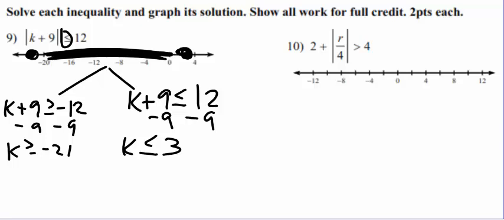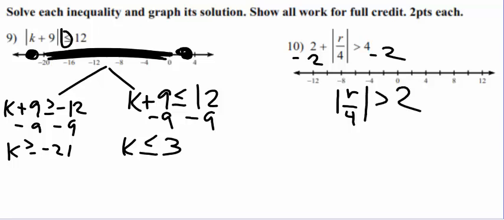Next problem, you got to get the absolute value by itself. So I'm going to subtract 2 from both sides first. And now I've got r over 4 is greater than 2. So now I can split it apart into my two inequalities. So I'm going to keep one exactly the same. R over 4 is greater than 2. And then this one, r over 4 is less than negative 2.